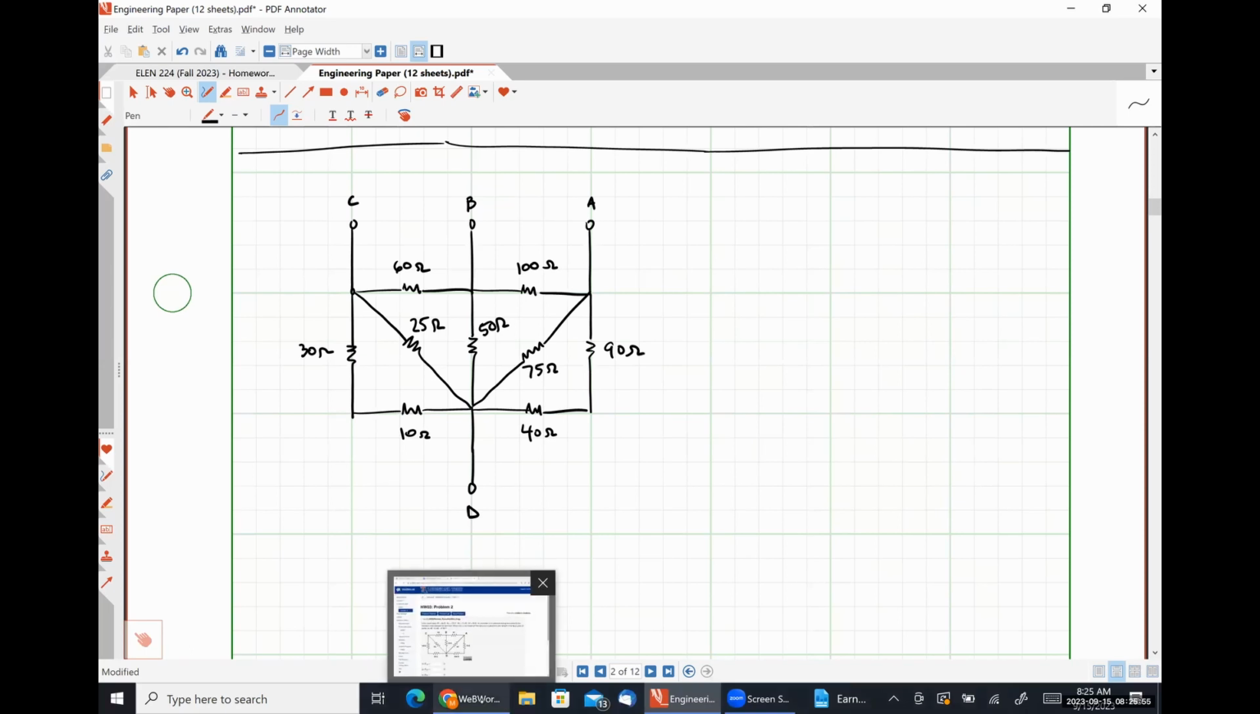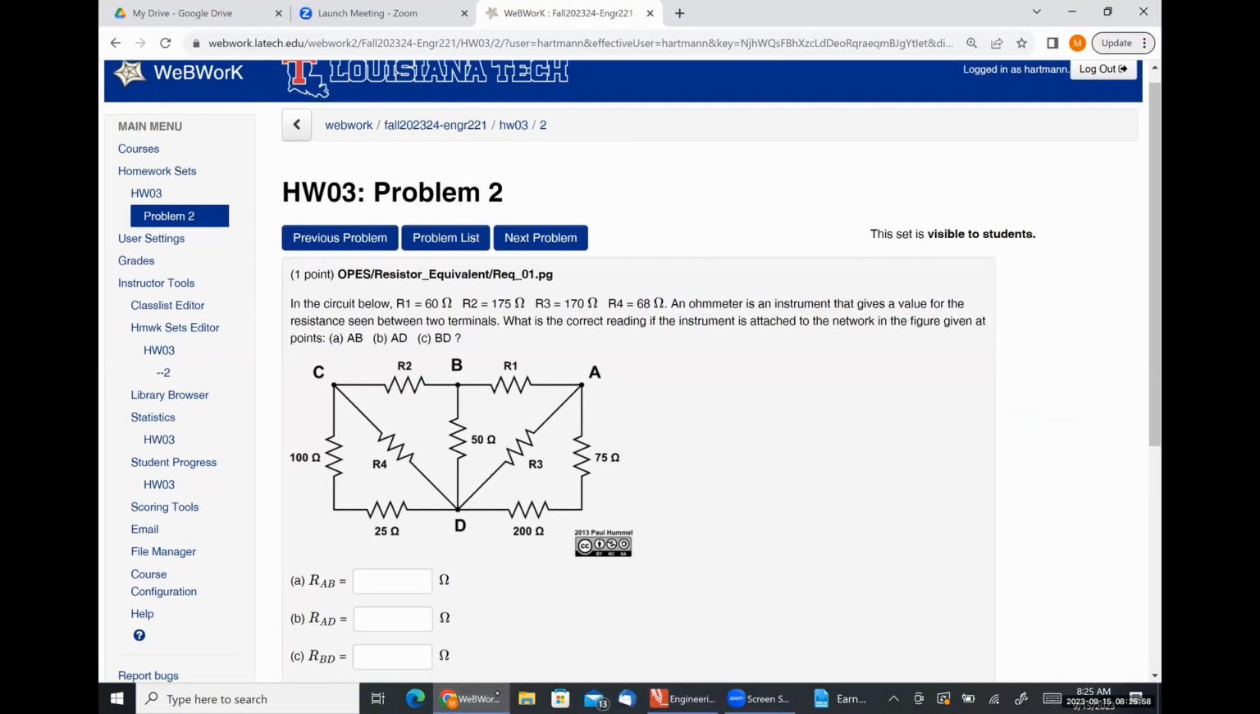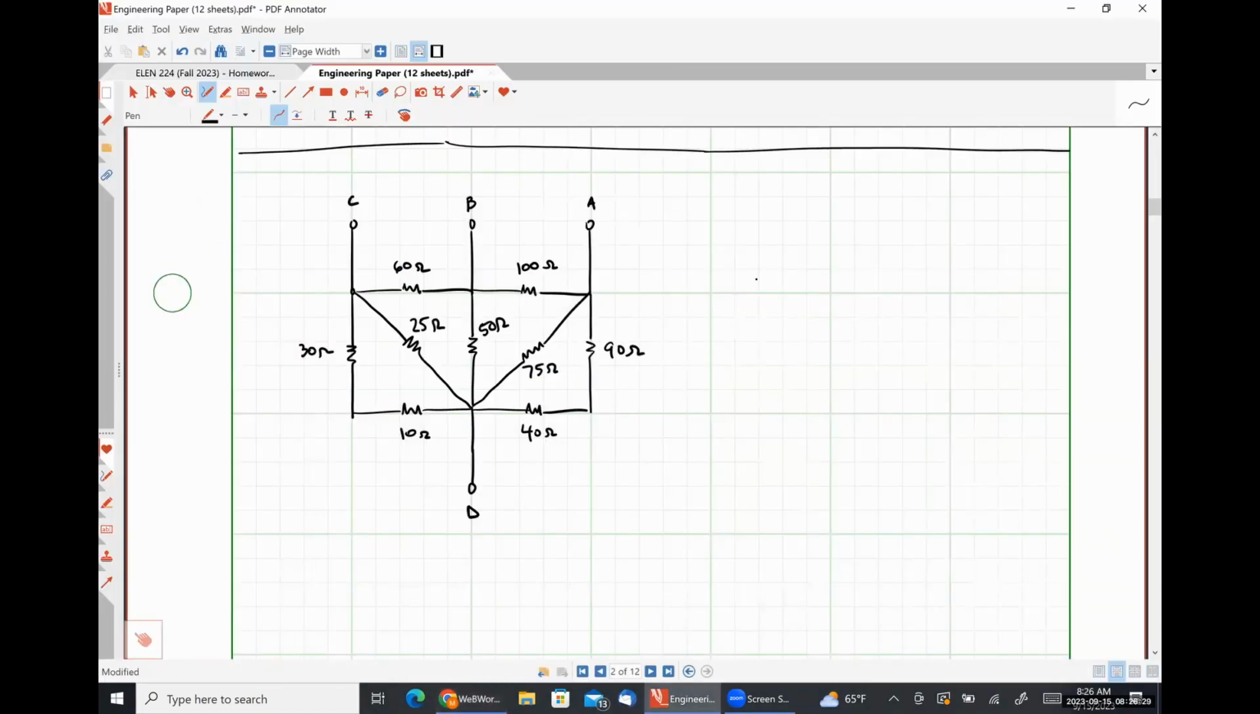So in the homework problem, you are asked to find the resistance seen between selected terminal pairs, right? So we're looking to find the resistance between terminal pair AB, terminal pair AD, and terminal pair BD. So Jacob, pick one of those three terminal pairs for us to work with here. AB, AD, or BD? AD, okay. So our goal here is to find the resistance between terminals A and D.